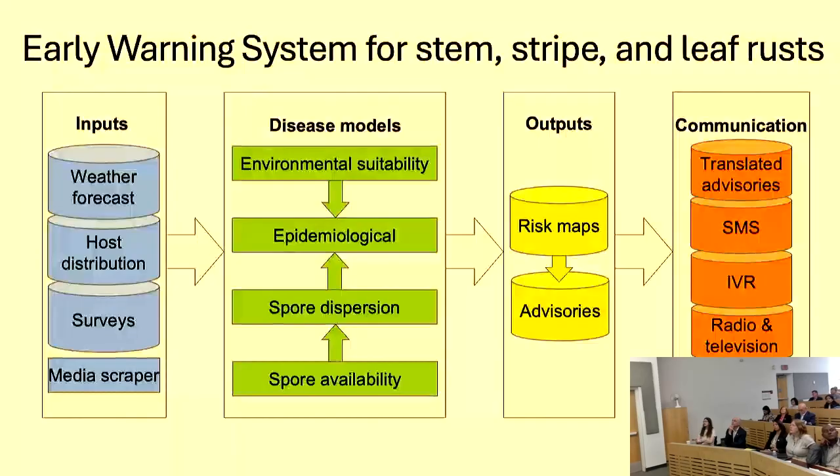David also showed the broader connectivity between the different types of surveillance going on and dissemination, but here focusing more on what's going on around the forecasting. There's a series of different inputs we have, and then there's several different component disease models that are running for the environmental suitability for infection, spore availability based on field surveys, the ensuing spore deposition, and then the integrated epidemiological model as well. We then generate a series of outputs, those are risk maps and then advisories, and there's various different communication channels.